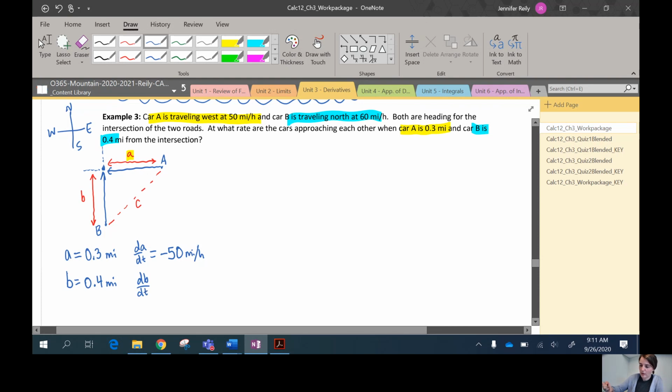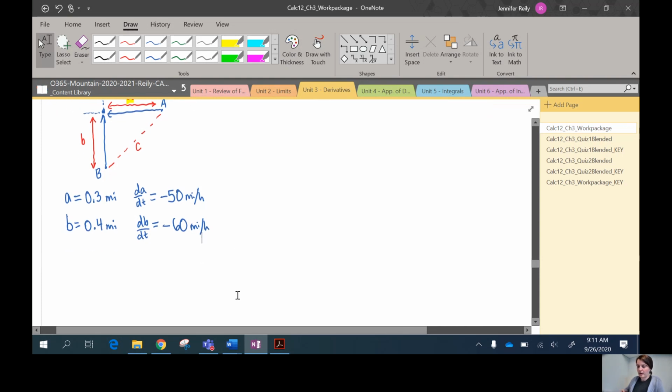So rates are negative when the variable is decreasing. They're positive when the variable is increasing, okay? 60, negative 60 miles per hour. Okay, and C, that's what we want to find out. So we can actually calculate the distance C at this moment.